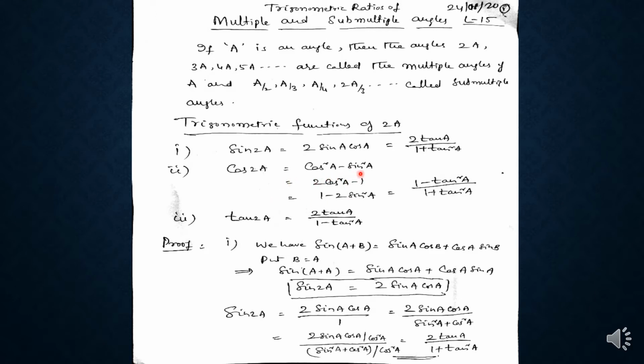One is in terms of cos and sin. One formula is only in cos. One is in terms of sin. And one is in terms of tan. And tan 2a is equal to 2 tan a by 1 minus tan square a. So we will prove the 4 formulas for cos 2a, and tan 2a also.